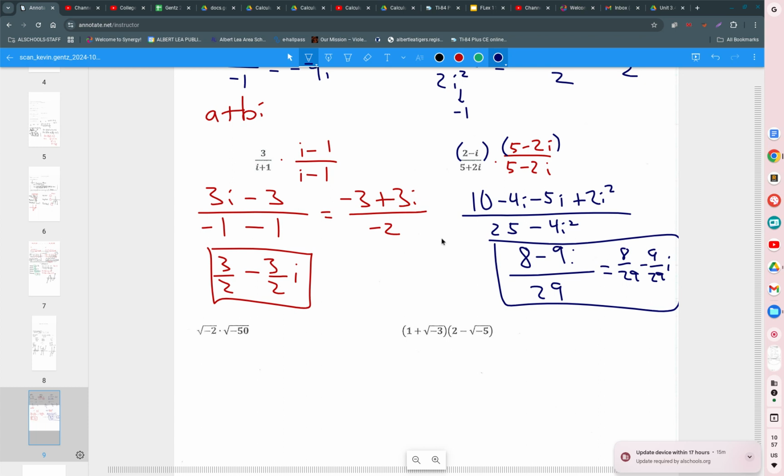Either one of those would be accurate, 8 minus 9i over 29, or 8/29 minus 9/29i. Did I do it right? Is it okay if you have the negative 9 equals 8? Sure. You have to do like that. Yep, that's fine.